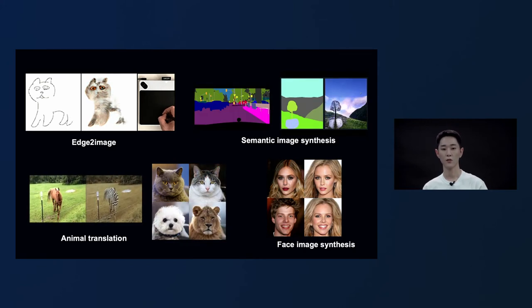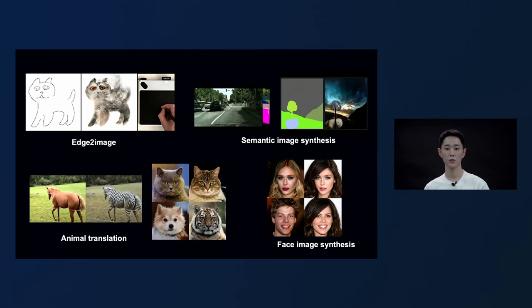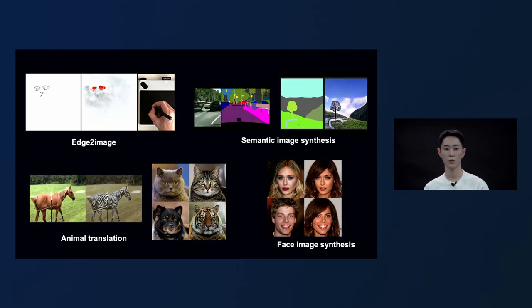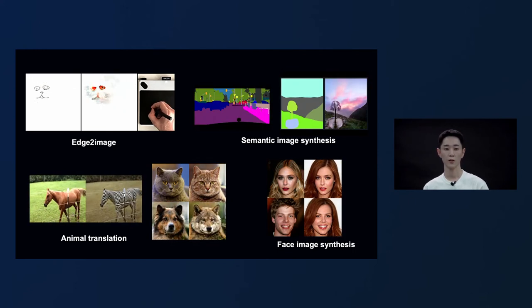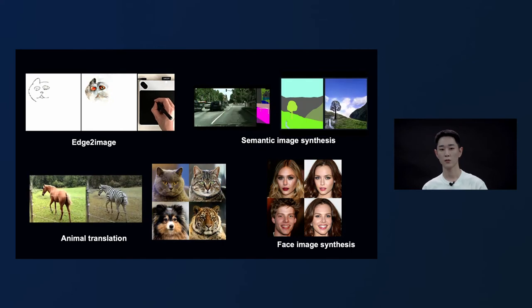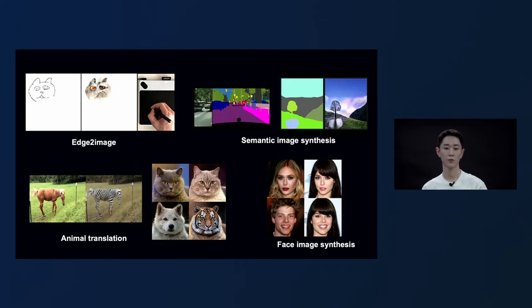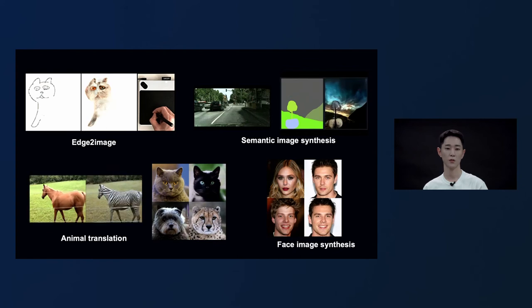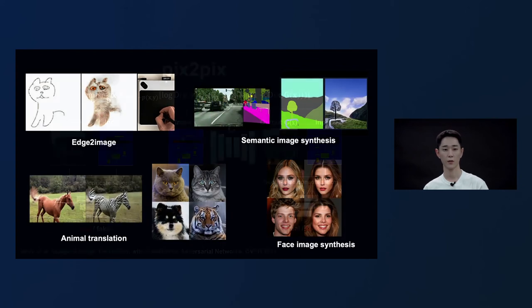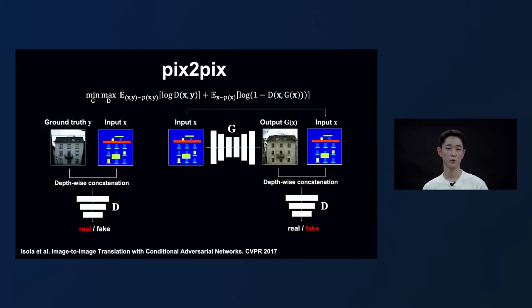For example, you can change the edge or label map to a real picture, as you can see above, or you can change the animal species as below. And if you see in your lower right, you can see a variety of styles on persons' faces. Then, shall we take a look at the image translation models?